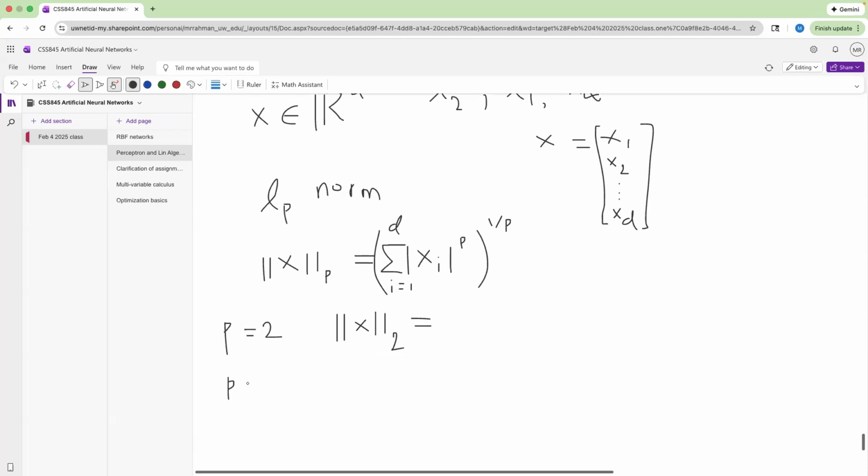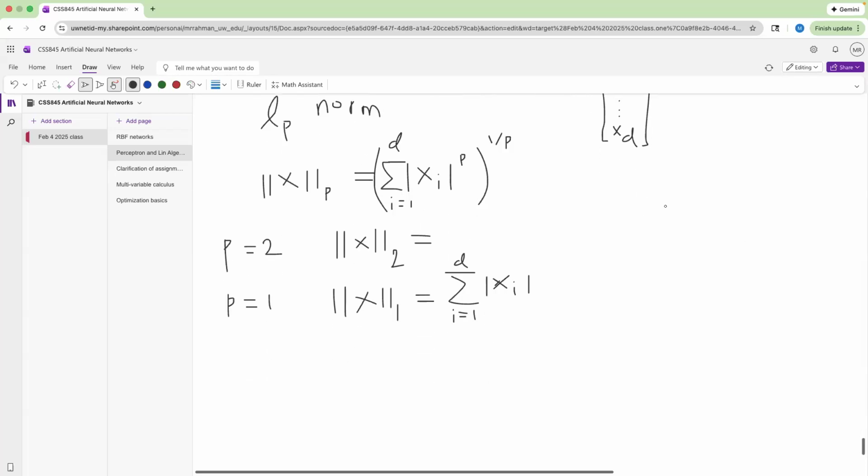The other important norm is p equal to 1, right? If I take p equal to 1, what happens? Basically, we are just taking the absolute value of every entry and we're just summing it up, i from 1 to D. Okay. So just to give an example, let's say I have a vector X equal to, let's say, 1, minus 2, 4.